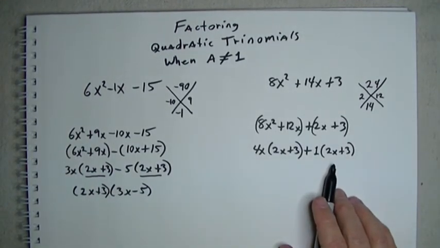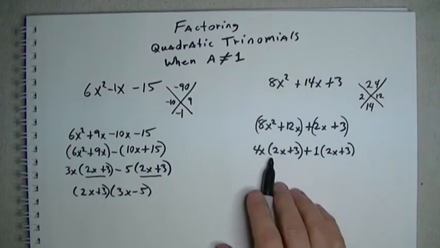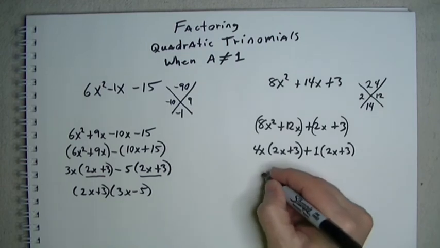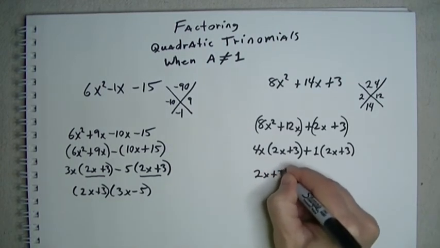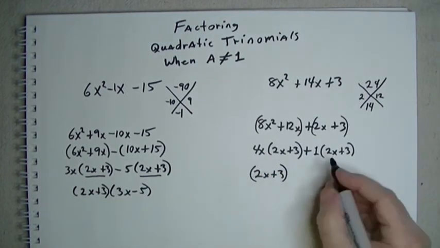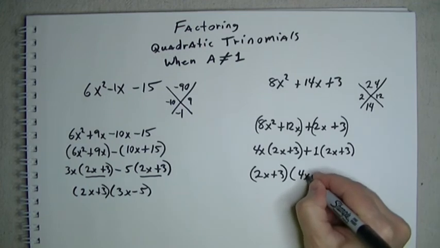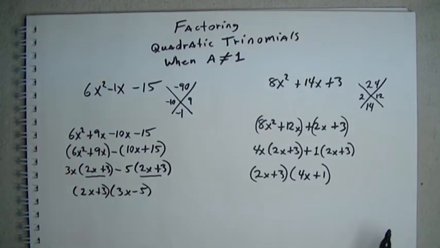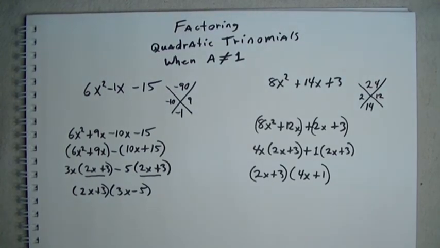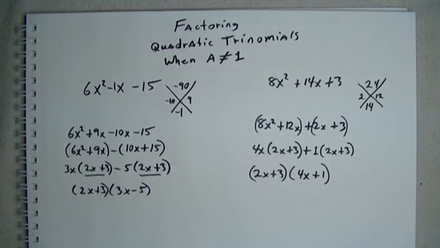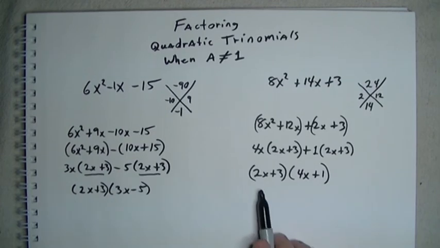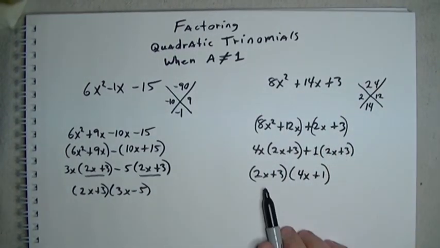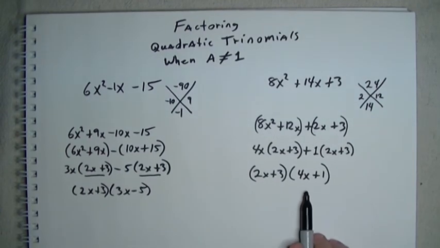Both have a common multiple of 2x plus 3. So I can factor out that 2x plus 3. Leaves me a 4x plus 1. And there you have it. I've successfully factored 8x squared plus 14x plus 3 into 2x plus 3 and 4x plus 1.